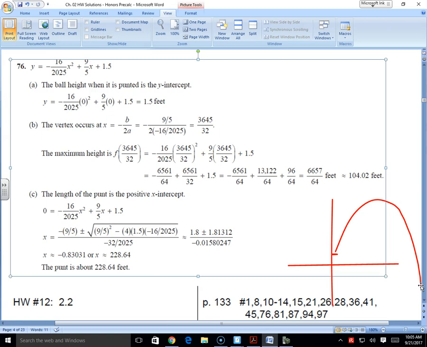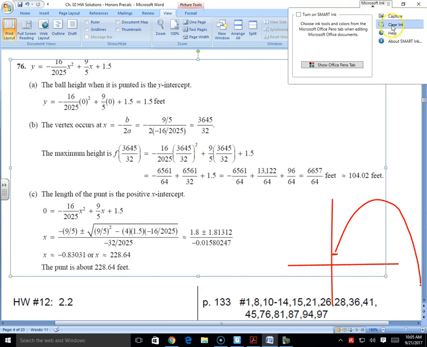Any questions on 76? It's measuring from the person punting it, but not actually measuring like the yard runs. Does that make sense? It would make more sense if you divided by 3 and thought about how many yards. That's okay. Whoever did this, they did it with the quadratic formula. I don't think they're really loving football too much.